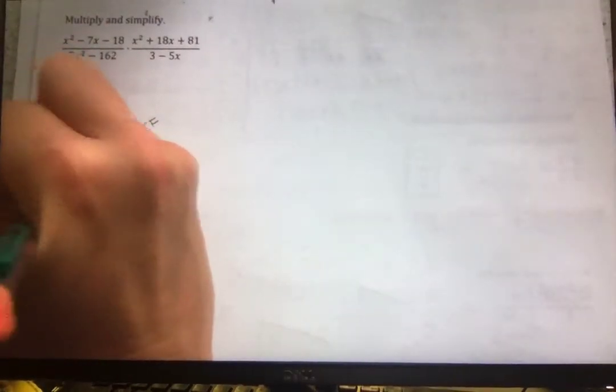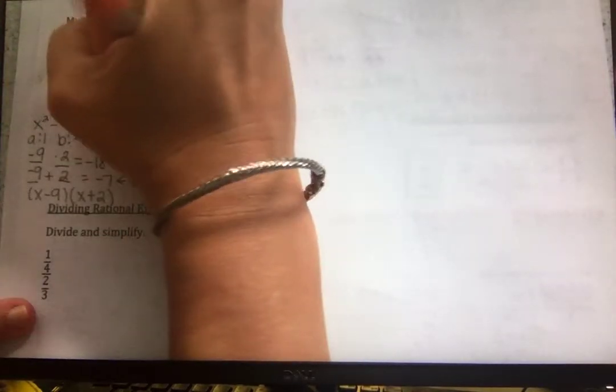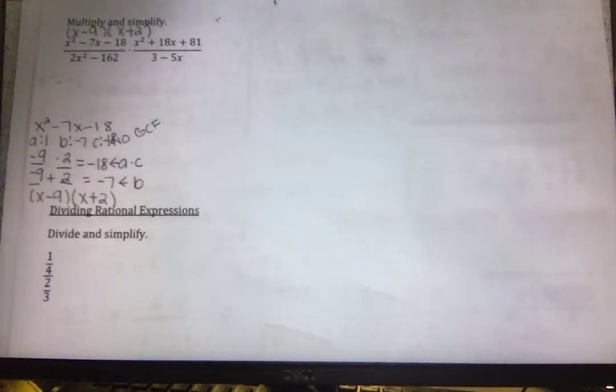So negative 9 times 2 is negative 18. Negative 9 plus 2 is negative 7. Because A is 1, I can go straight to my factors of (x minus 9) times (x plus 2). So I'm just going to write that up here so that everything's super neat and organized. Above x squared minus 7x minus 18, I can write (x minus 9) times (x plus 2). First one's done. Let's do the next one.